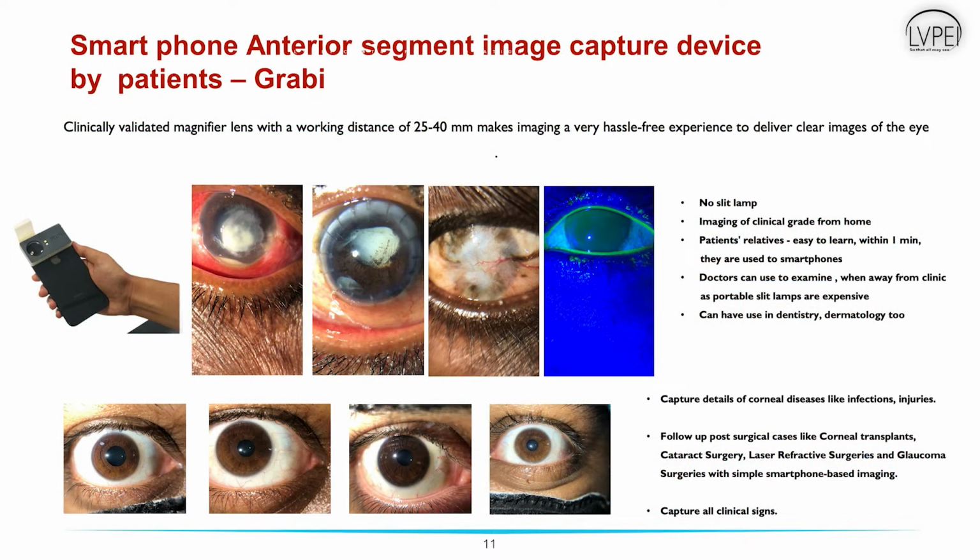Additional tools to capture a usable and quality anterior segment photograph help supplement the information gathered from such an interaction. One such device that we have built is a smartphone anterior segment image capture attachment called Grabby that can be easily used by a patient, caregiver, or eye care practitioner on any smartphone. This device has the capability to capture clinical quality details, facilitating effective teleconsultation.